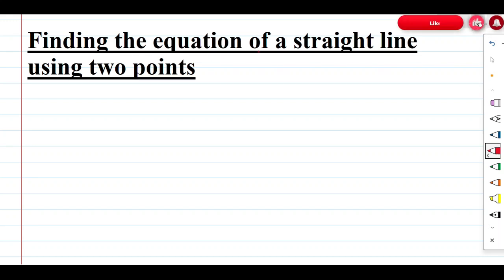Find the equation of a straight line using 2 points. So this is the first approach: how do we figure out the equation of a straight line, y equals mx plus c, when you have 2 points given? We know that the equation of a straight line is y equals mx plus c.